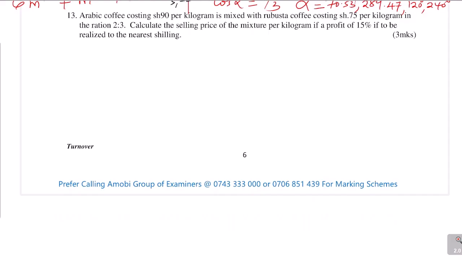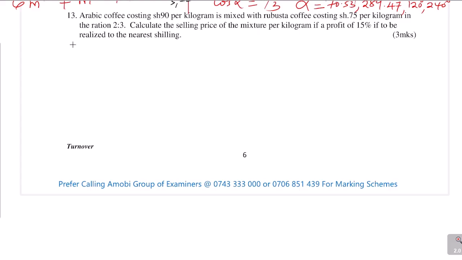For question 13, Arabica coffee costing 90 shillings per kg is mixed with Robusta coffee costing 75 shillings per kilogram in the ratio 2:3. Calculate the selling price of the mixture per kilogram if a profit of 15% is to be realized, to the nearest shilling. Now, we have the Arabica coffee costing 90 and the Robusta 75, given the ratio.